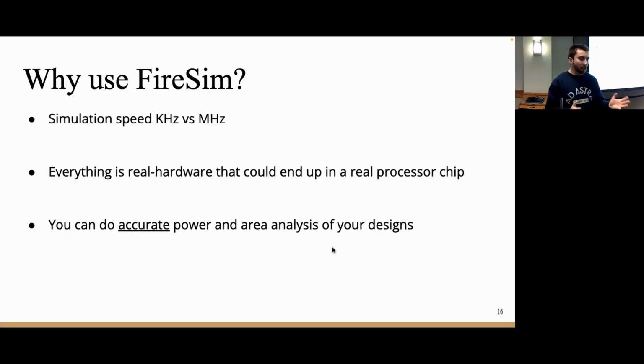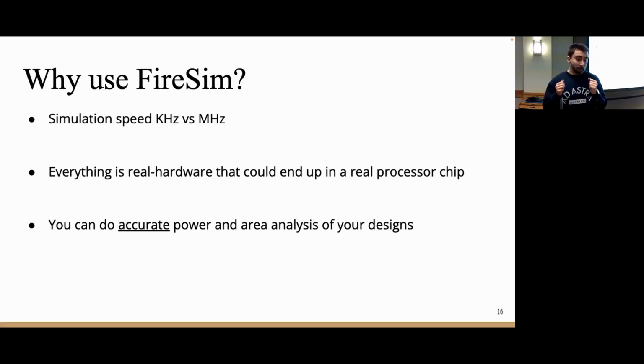So with these difficulties, why would you even want to use FireSim? Well, the big point here is the simulation speed. Kilohertz versus megahertz, orders of magnitude difference. For example, in FireSim, I can run a SPEC workload in 4 hours, which sounds slow, but if you want to do that in Gem 5, it's going to take you days or even an entire week to run a single SPEC workload. So when it comes to evaluation, you're able to move a lot quicker with FireSim.